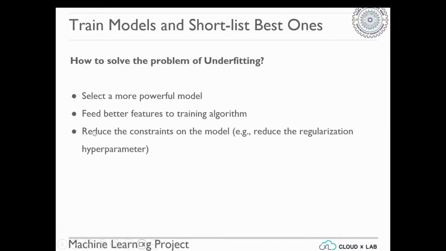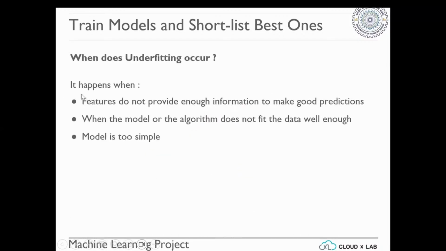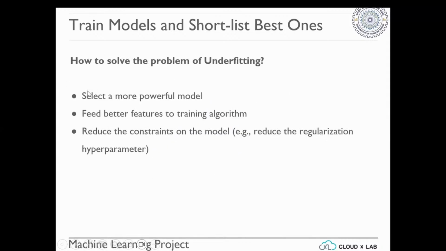We can feed better features to the training algorithm. So let's say if this first point is the problem of underfitting, then we can use new features that provide enough information now to make good predictions, right? Or we can reduce the constraint on the model. So for example, we can reduce the regularization hyperparameter, right? Because we are using regularization to regularize our model.